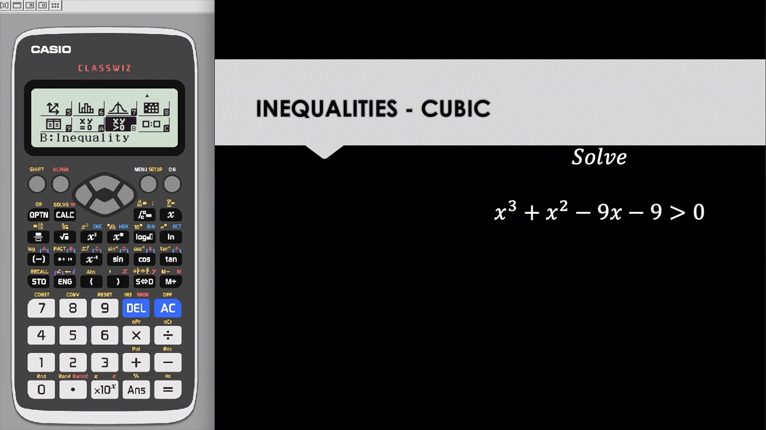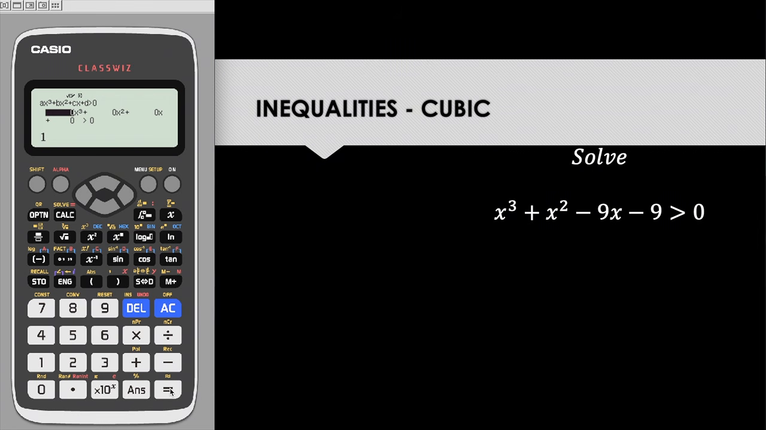The next question you may come across is a cubic inequality. So here we've got the question, solve x cubed plus x squared minus 9x minus 9 is greater than 0. So again, we go back to option B because it's an inequality. This is a cubic inequality, so it has a degree of 3. And this inequality is greater than 0, so we're going to select option 1. Now we can input our values.